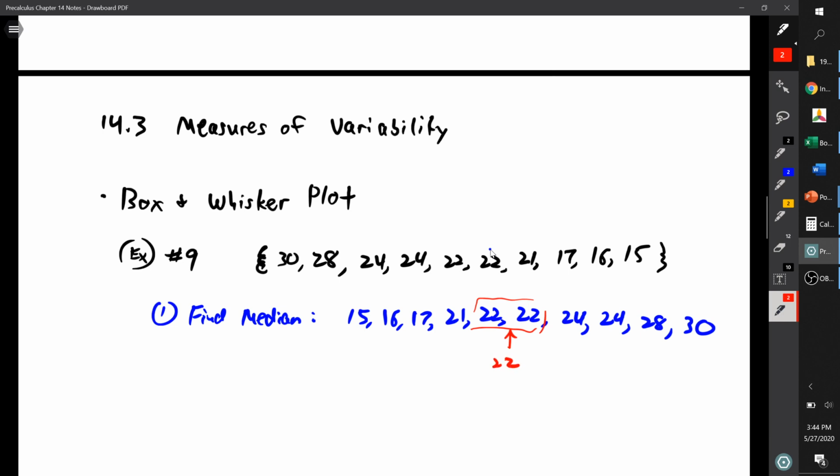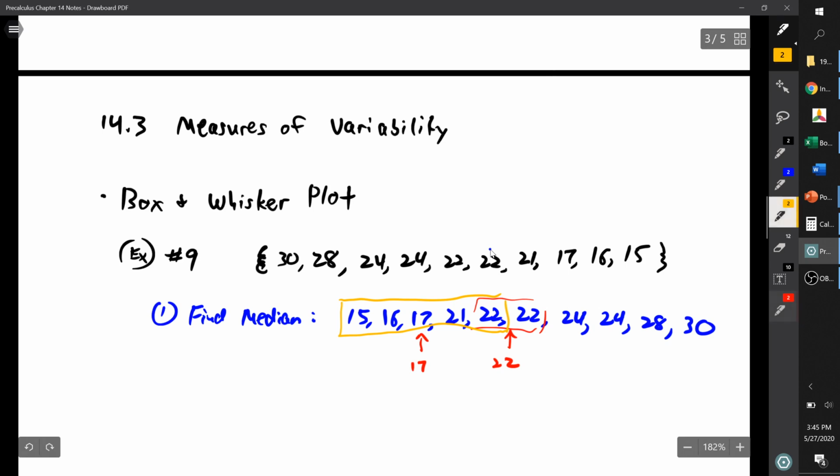Then we take all of the data points below the median, which will be all of these, because the median was the average of the two 22s, and we find the median of that. So with 5 points, the median is going to be 17. Then we find the median of the upper half. Again there are 5 points, so it's the middle one, which is 24.